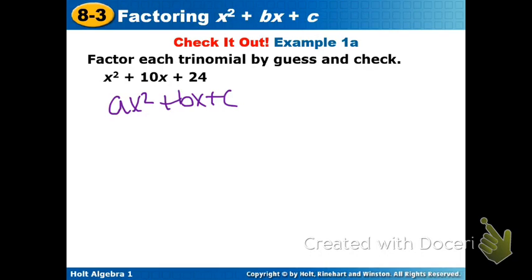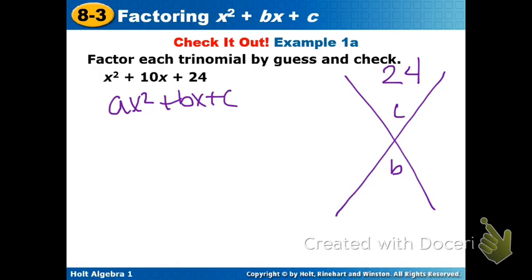So here's what you're going to do. You're going to come over here. You're going to make a big X. You're going to put your C up here, and you're going to put your B down below. Okay, what is our C in this case? 24, so we'll put a 24 up here. And what's your B? 10.